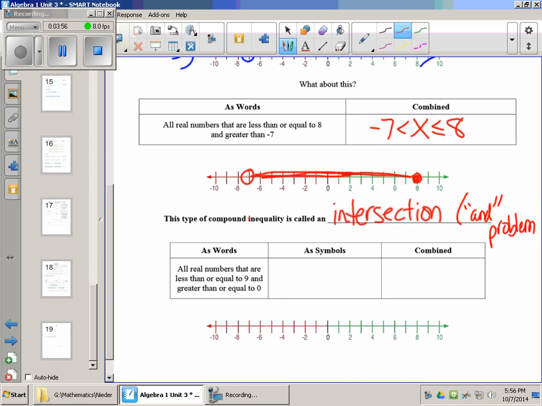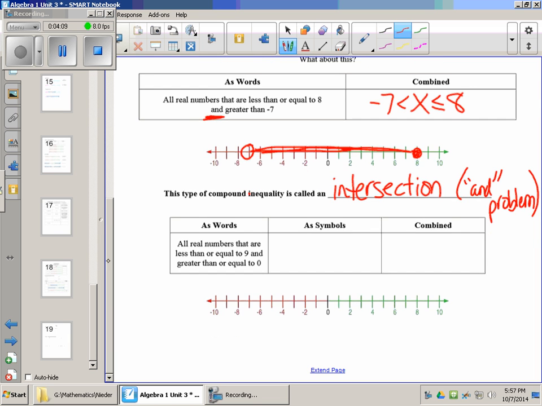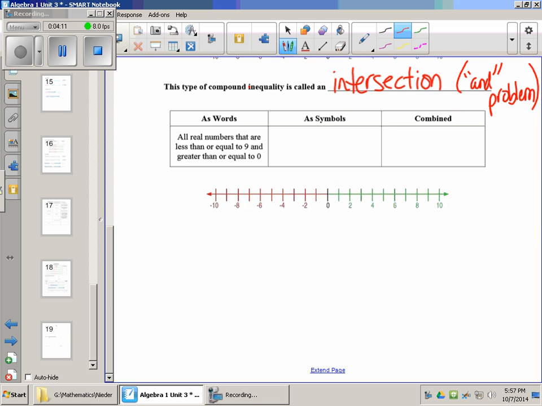Because in words up here, we had less than or equal to 8 and greater than -7. So the official name is an intersection, but sometimes just to be casual, we'll call it an "and" problem to make sure we're all on the same page. Okay? All right, so then next, what do we've got?